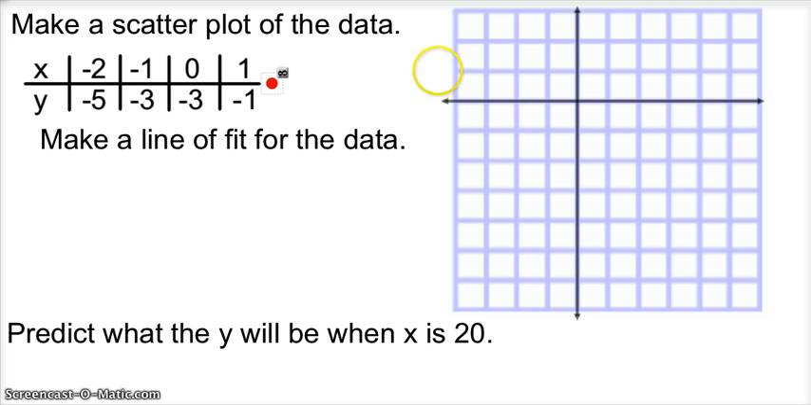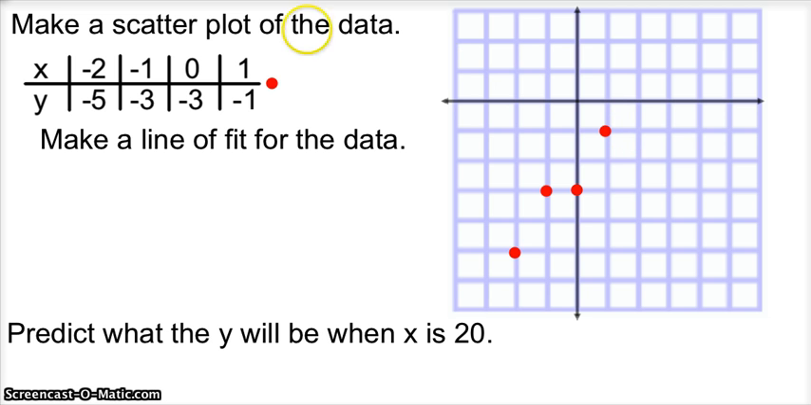Next, let's use some of our vocab words. And here we have, let's make a scatter plot of the data. So I'm going to plot these coordinates on this graph, the coordinates from the table. So here I go first with negative 2, 5. Remember, x's go first. So we go negative 2, down 1, 2, 3, 4, 5, and I'm going to put my point right there. Next is negative 1, down 3. Put my point. 0, negative 3. So I go 0, negative 3, and 1, negative 1.